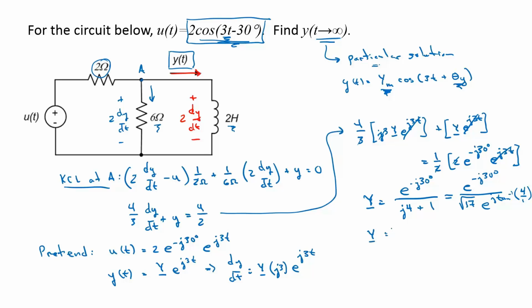So plugging the numbers into a calculator, I get this as being 1 over square root of 17 e to the minus j 106 degrees. So y of t becomes 1 over square root of 17 cosine of 3 radians per second t minus 106 degrees.